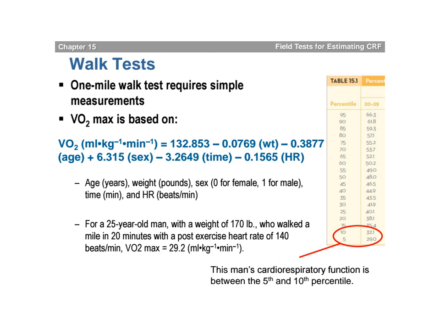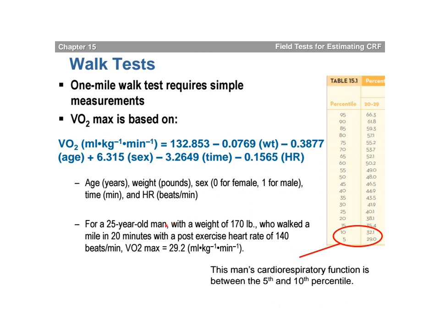VO2 max is based on a bunch of numbers here. We also have to put in their weight in pounds. We put in their age. We put in their sex. We put in the time that they took to walk that 1 mile. And we put in their heart rate in beats per minute.